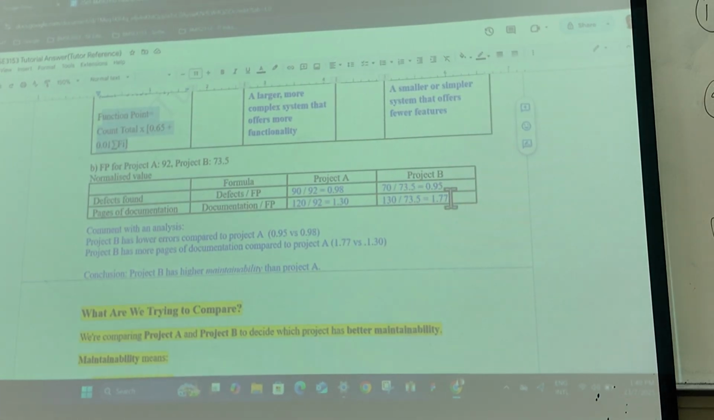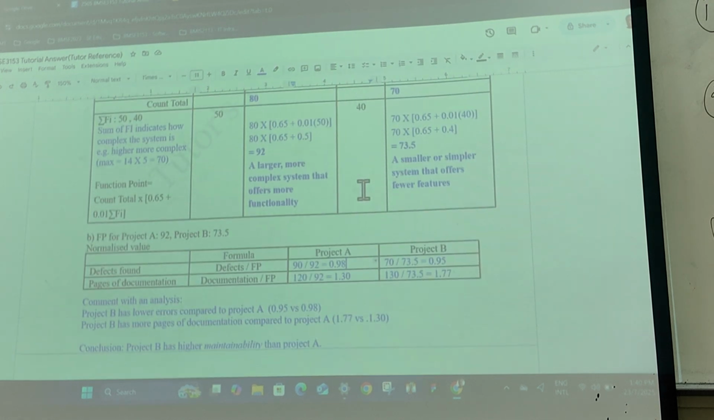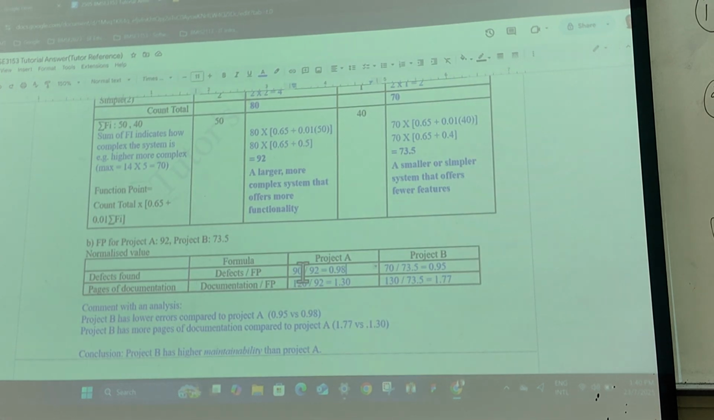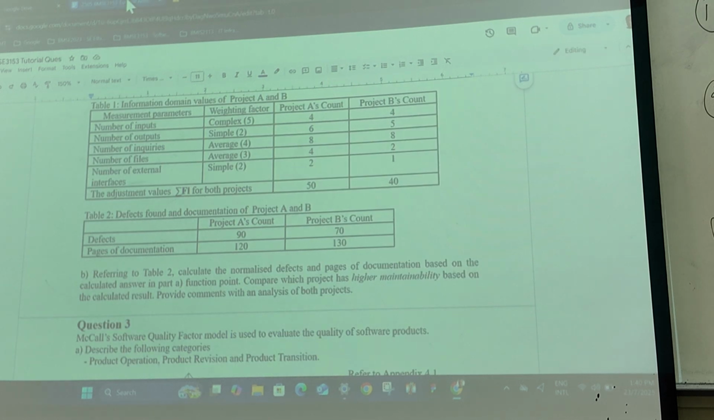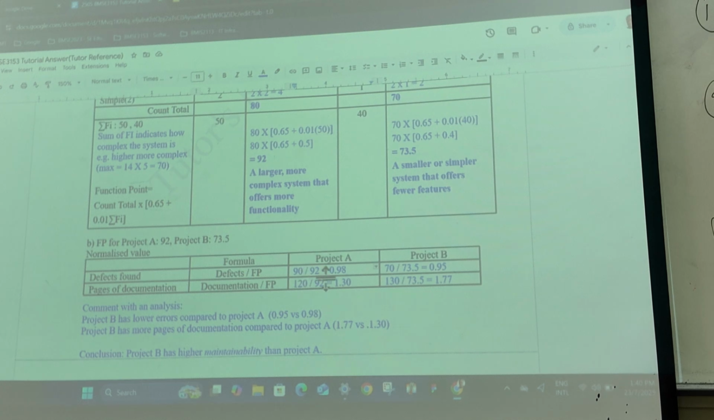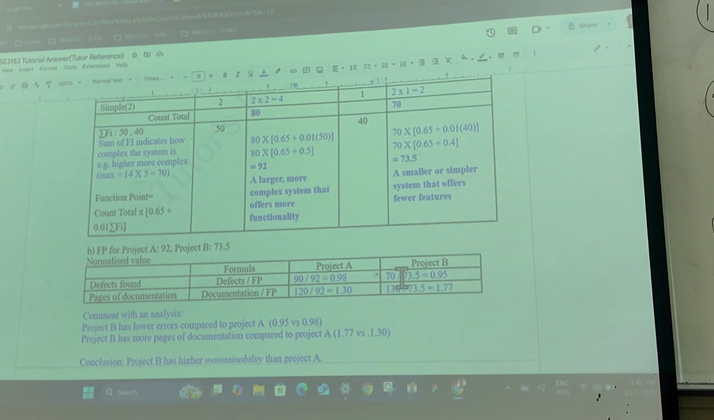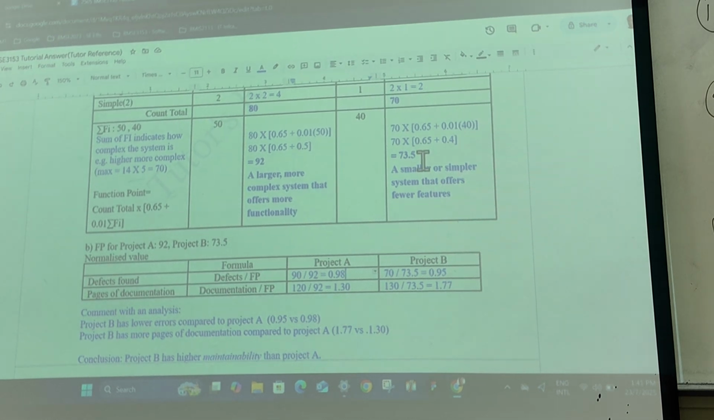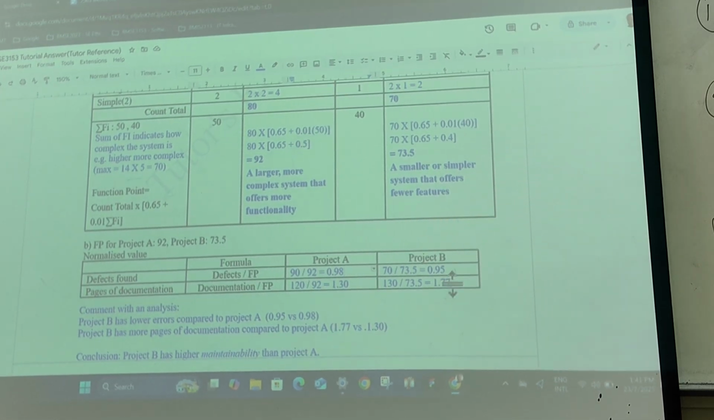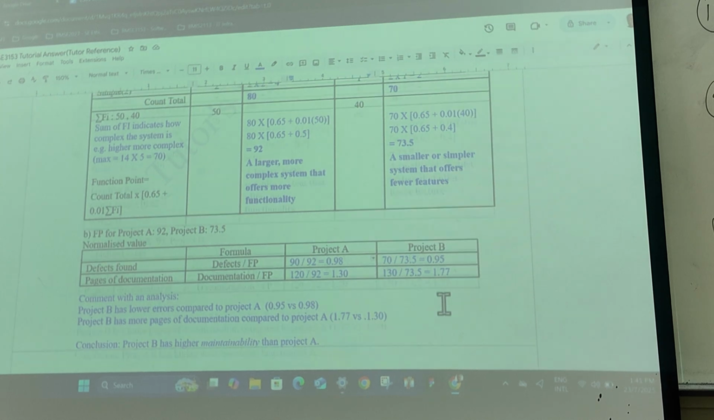So it's actually very simple. We take the number of defects found, which is, let me see, 90, is it? The original one? Yeah, 90 in project A, 90 defects, and you divide it by the function point for project A, which is 92. Remember we calculated 92? You get the number, and you do the same here. The number of defects for project B is 70, and you divide it by the function point number 73.5, and you get a number. You do the same thing for documentation.